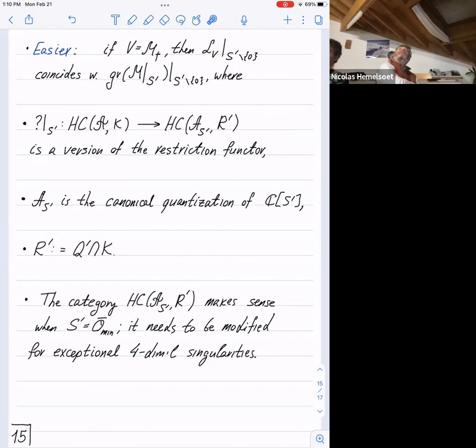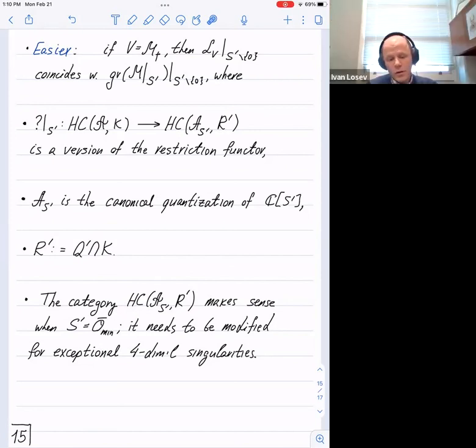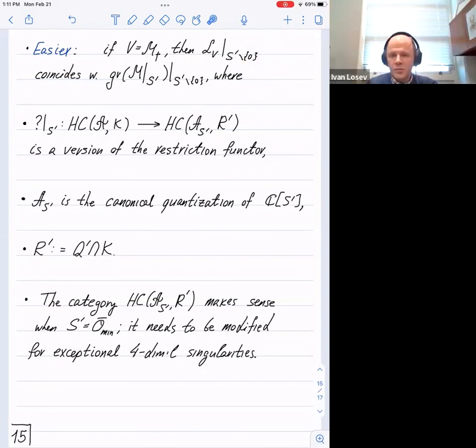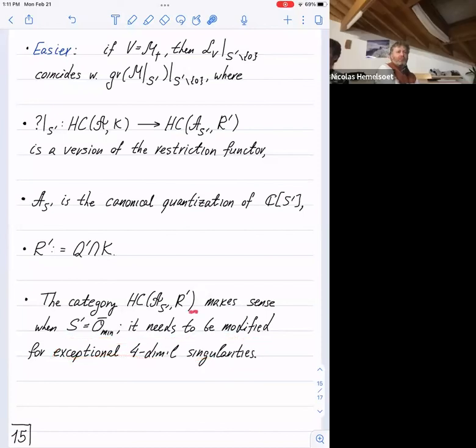And I know how to describe the simple objects in this category. These are the two examples that I considered. And I know the images under the restriction functor. So if I have my twisted local system, I can restrict it to the slice, and I can get an idea of what kind of Harish Chandra modules over A I can get. So the restrictions to this S prime should correspond to the twisted local systems which arise in the examples I considered above. Well, if I have one of these exceptional four-dimensional singularities, then this requires a separate definition.